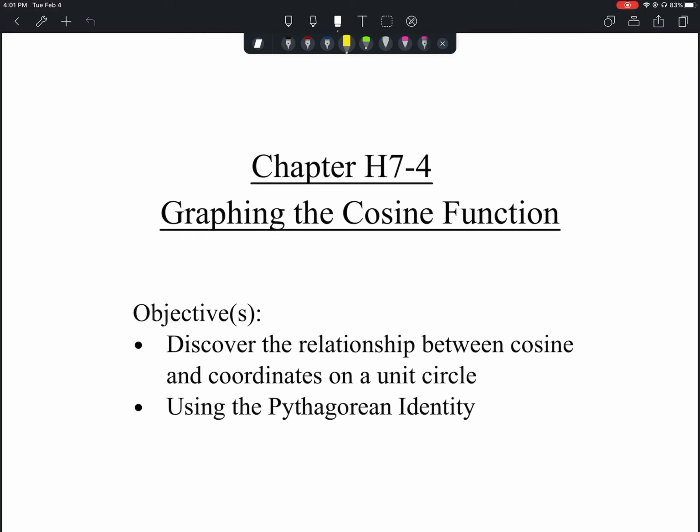Welcome to lesson chapter H7-4, Graphing the Cosine Function. Our objective today is to discover the relationship between the cosine and the coordinates on a unit circle and look at the Pythagorean identity. Okay, so we won't actually even do much in terms of graphing the cosine function today. We'll get into that later in the week as we progress further into the lesson. All right, so let's go ahead and get started.